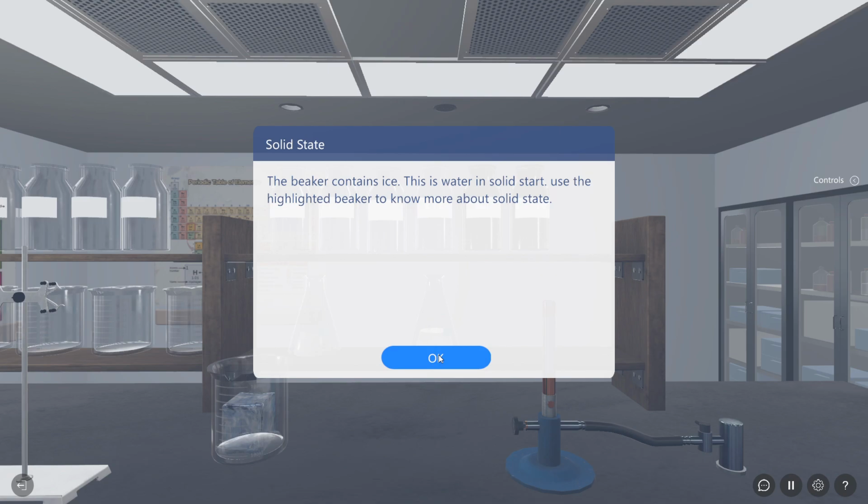The beaker contains ice. This is water in solid state. Use the highlighted beaker to know more about solid state.